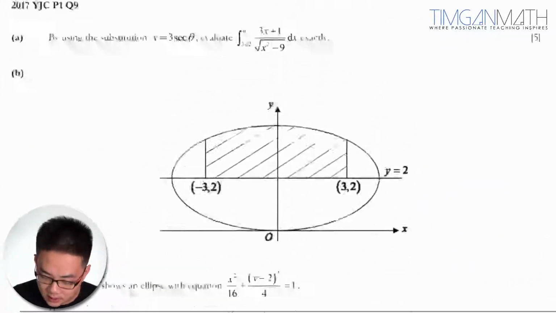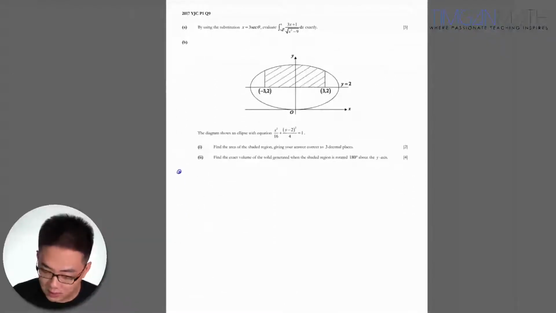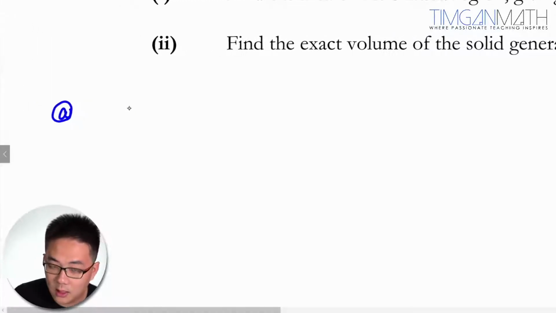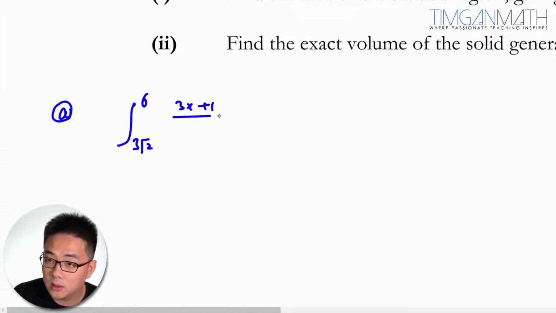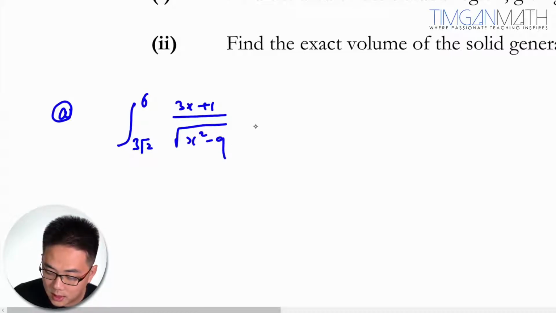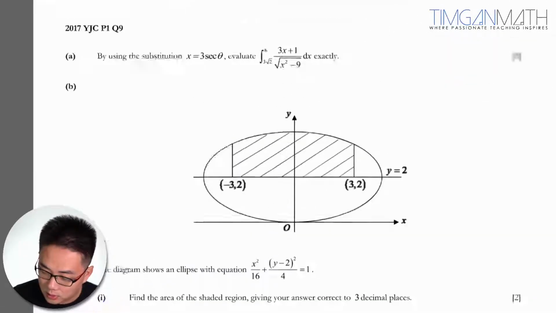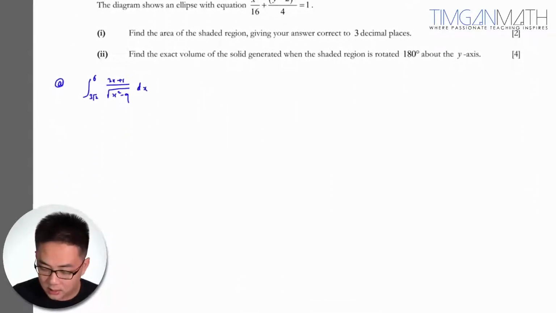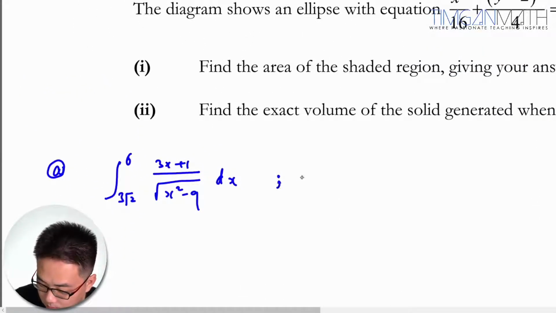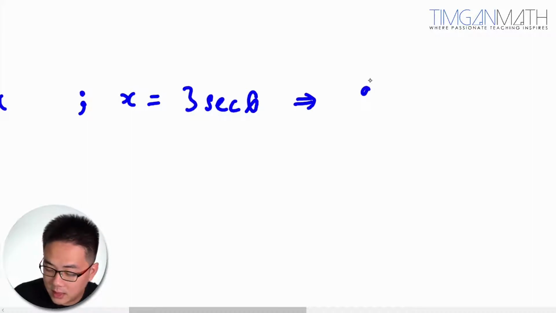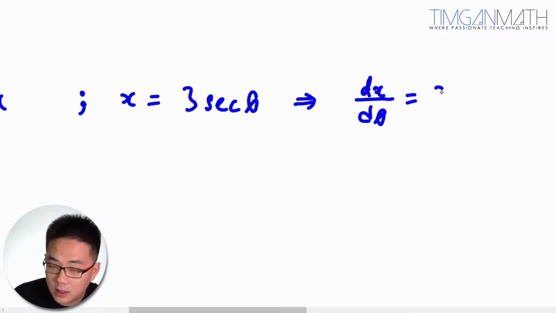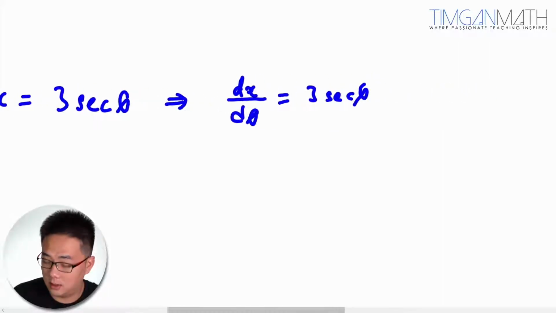So what we have here is the integral from 3 over root 2 to 6 of (3x plus 1) over x squared minus 9 dx. Okay, so this is integration by substitution. I'm going to let x equals 3 secant theta. Now differentiate this, and from MF26, dx by d theta will just be 3 secant theta tangent theta.